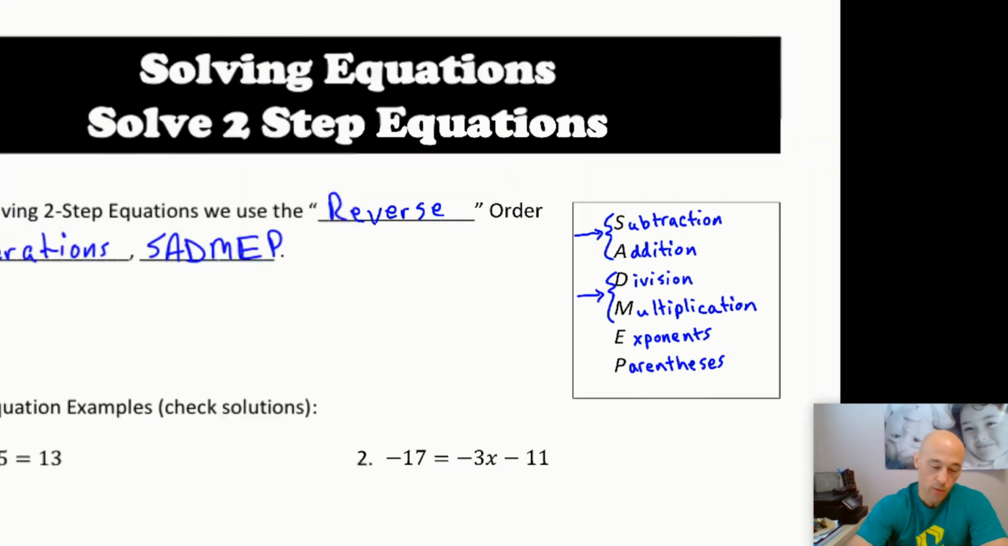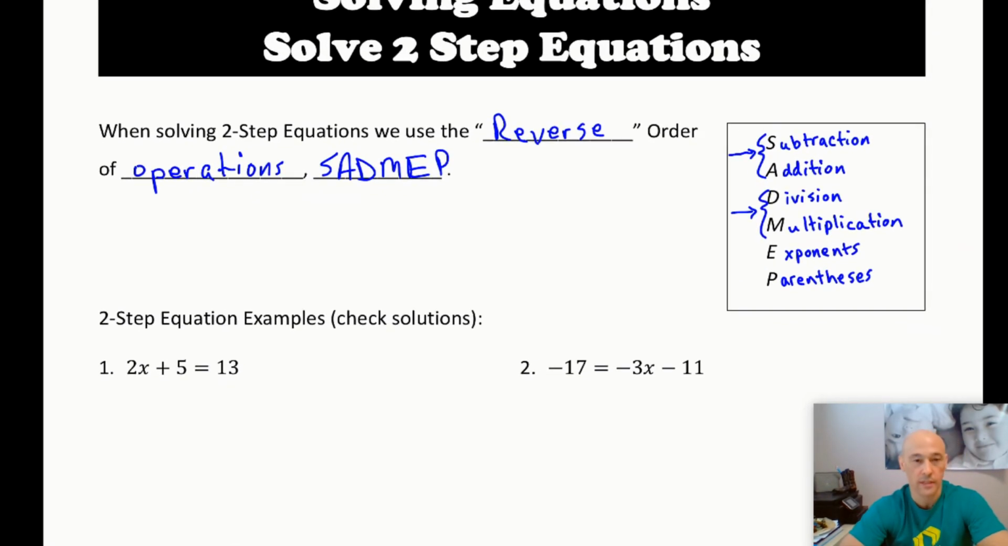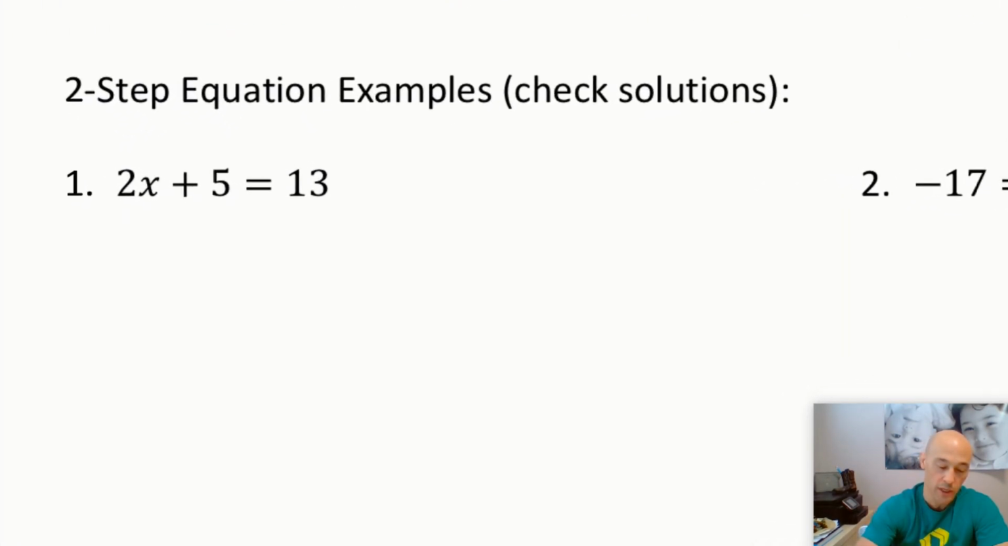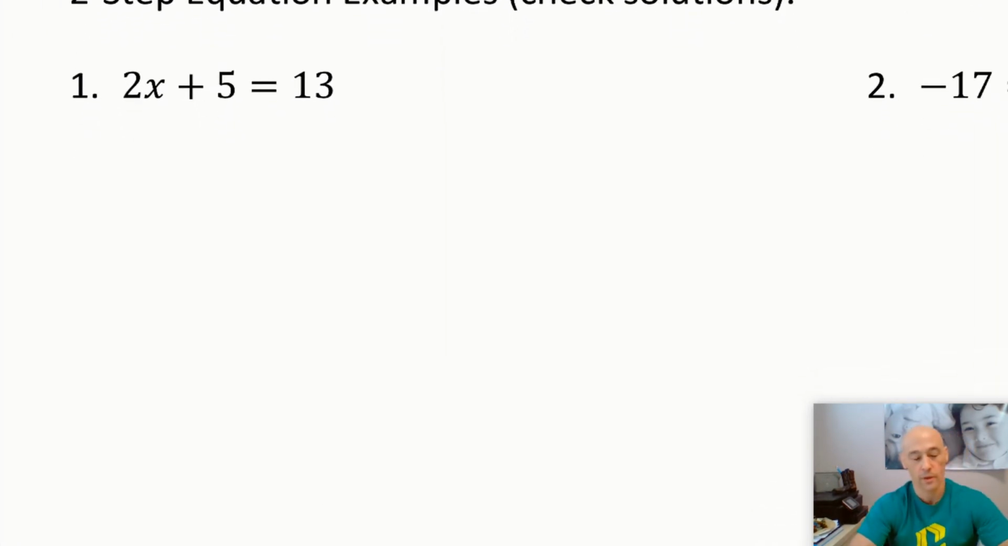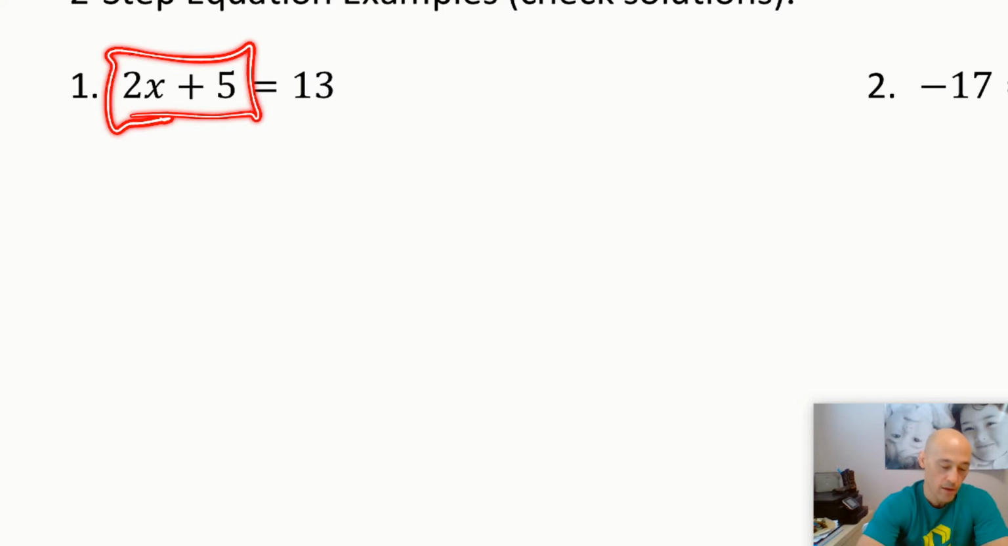And finally, we do whatever is inside parentheses. SADMAP. So that's what we're going to use when we are solving these two-step equations, which we will check the solutions for. All right, so SADMAP. Are there any subtraction or addition over here? Remember, our goal is to isolate the unknown value x.